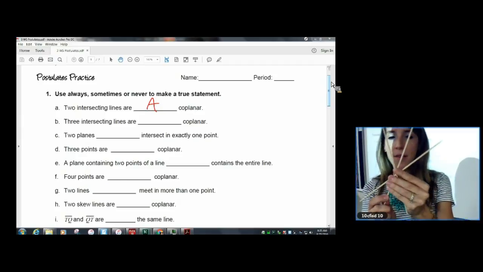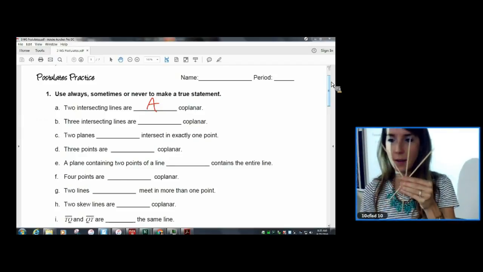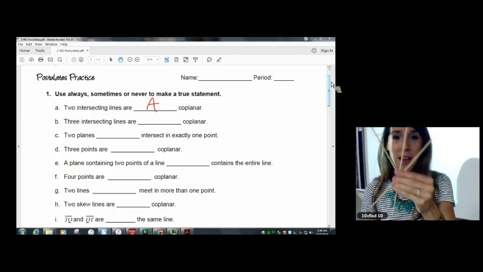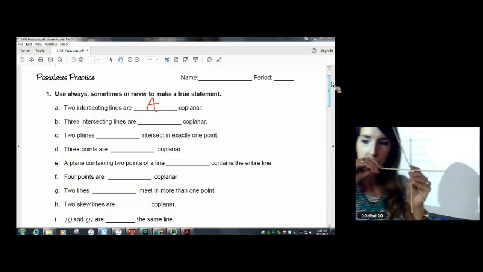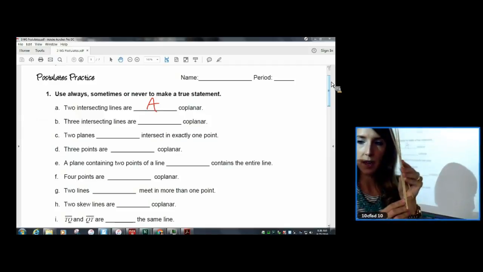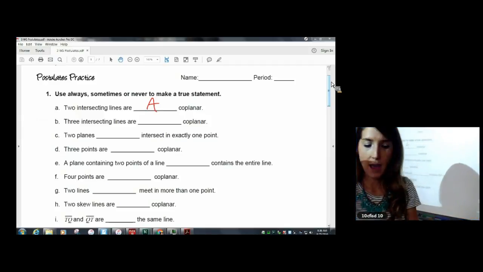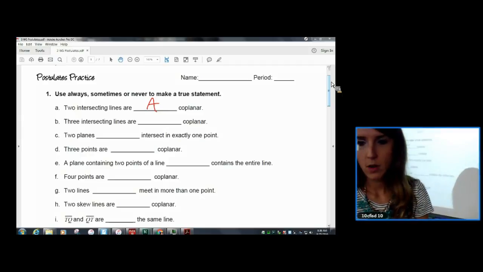Now, could I put a flat surface through them now? How I did, I laid them flat. I could. So sometimes I could, but as soon as I go boop and do this, as soon as I go from here to here, I have made them non-coplanar.